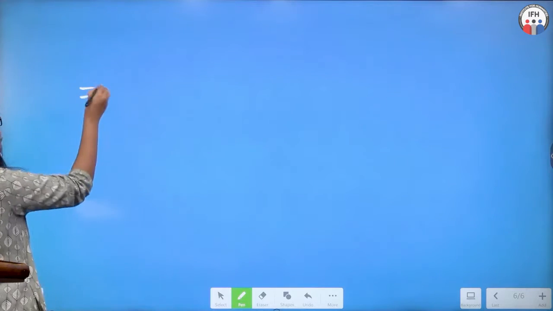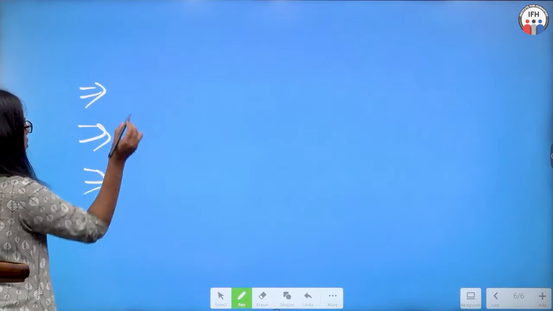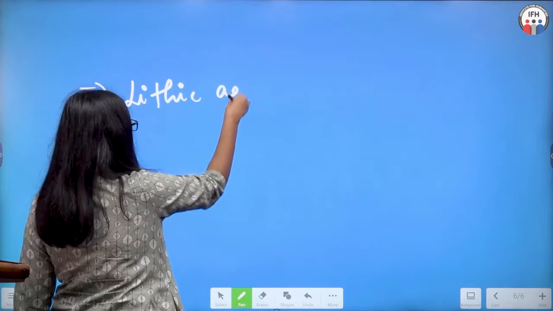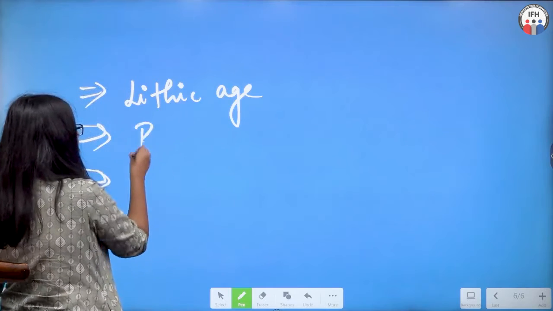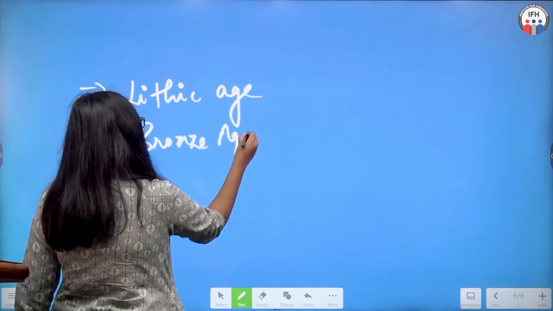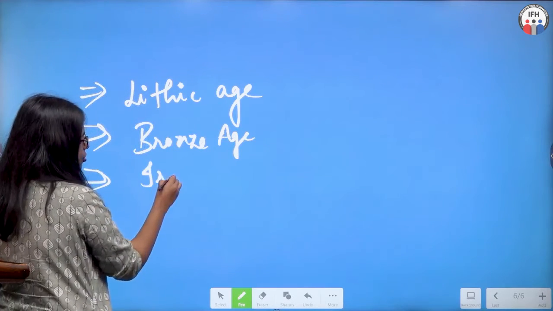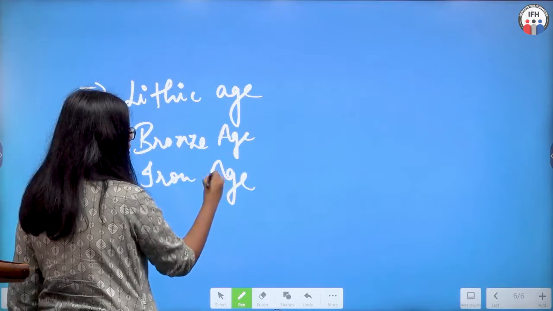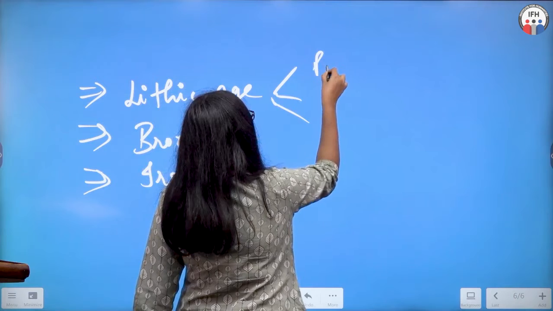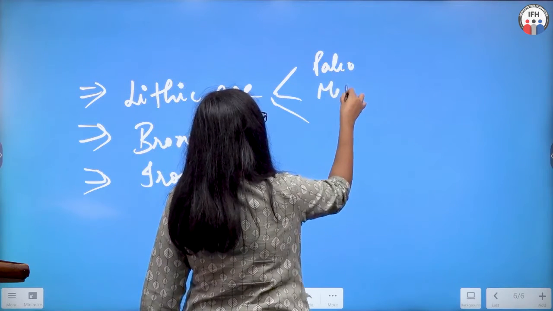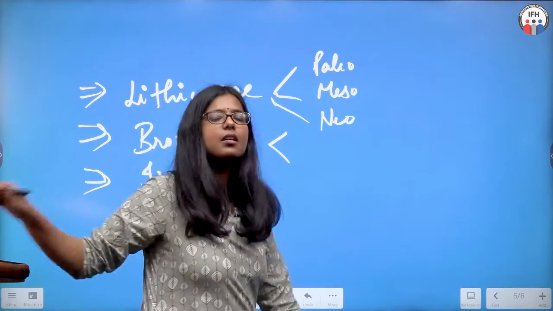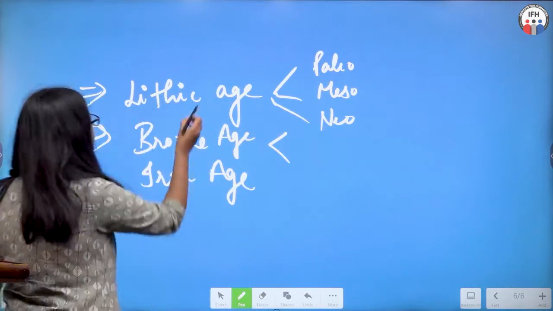So before coming to Paleolithic, look at these terminologies: Lithic Age, Bronze Age, Iron Age. So this is the broader categorization. Here Paleo, Meso, Neo will come. Here Chalco and others will come. Here what I want you to understand: Lithic.